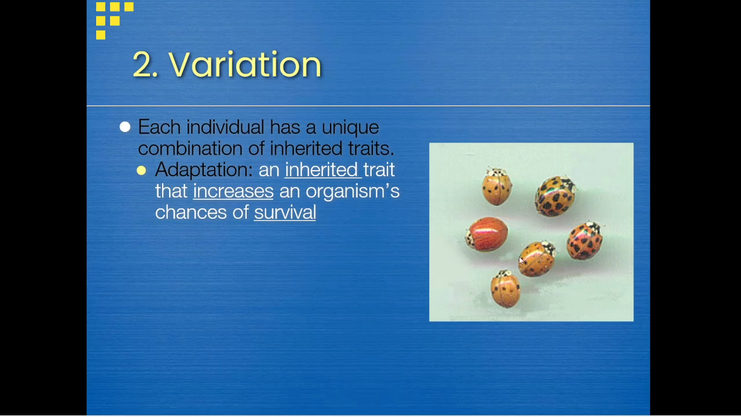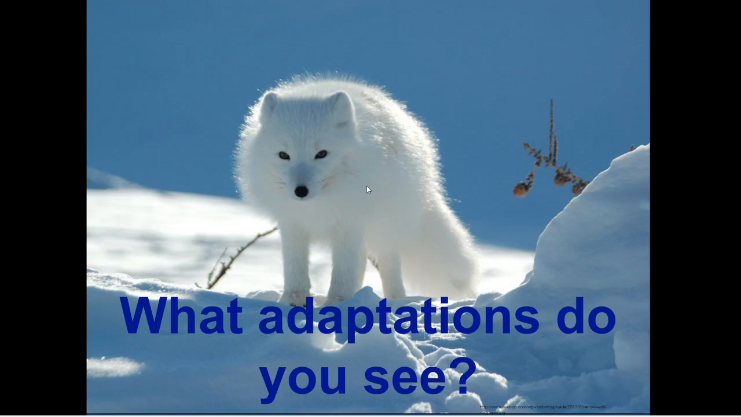It's able to pass on those genes. And so you can see these are ladybugs. And so different ones with different colors might survive better in different areas. Okay, like this one. What adaptations do you see here with this white fox? What is an adaptation? This fox, usually the ones we see around here are brown, but this one is white, right? So I'll give you a minute to think about that.